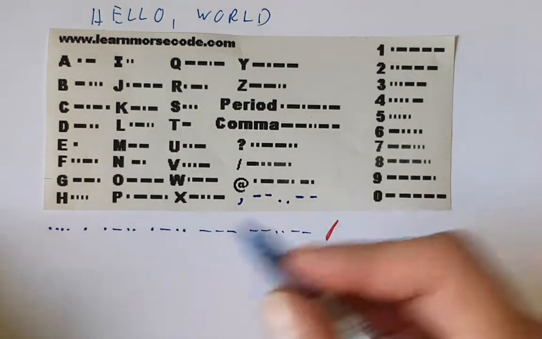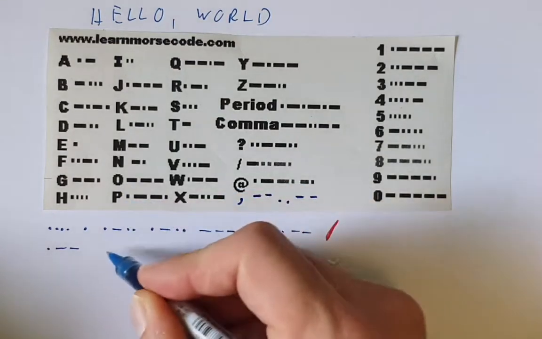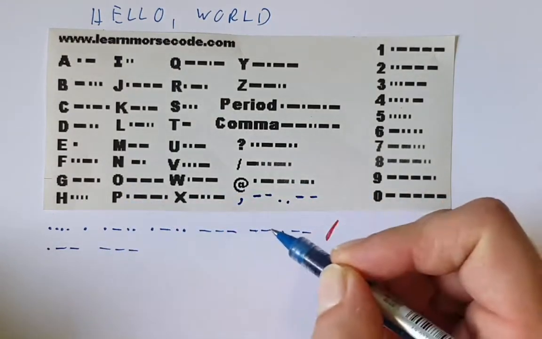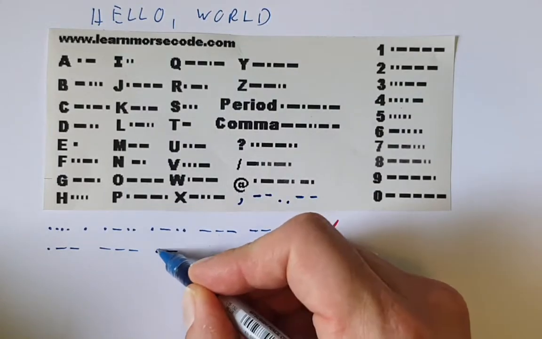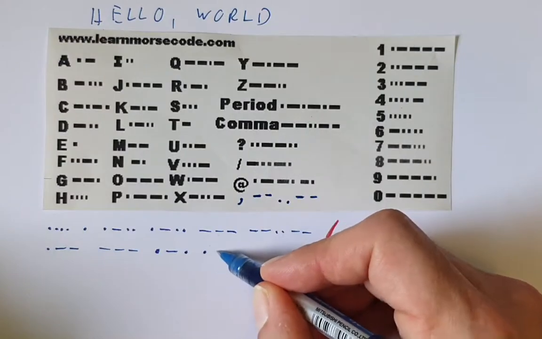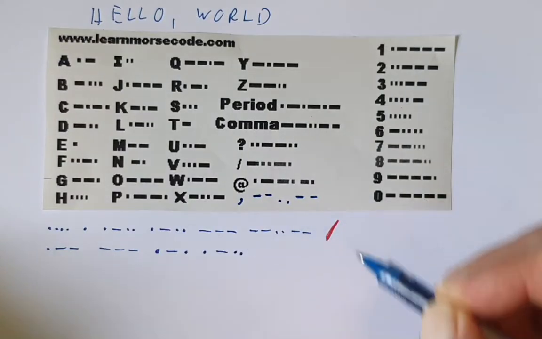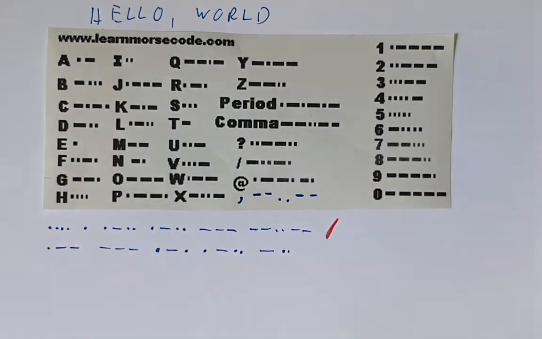And then we continue with world. O. R. L, we already know. And a D. So this is Hello World in Morse code. And if you send it or play it, it sounds like this.